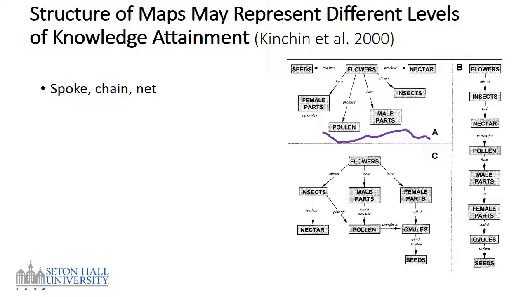B here is a chain. So there's the central concept at the top, and then each concept links out from the preceding concept. And then finally, C at the bottom is a net. So we have a central concept. Other concepts link out from that, so multiple concepts link out from that. But each of them has their own kind of sub-concepts.